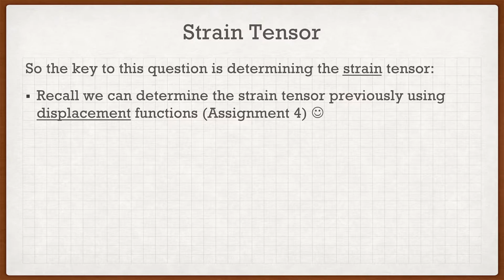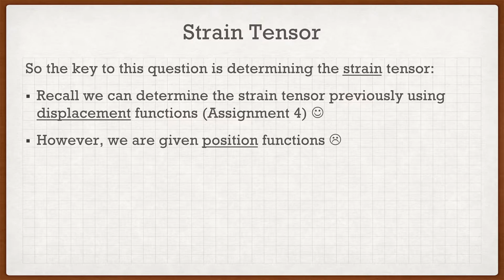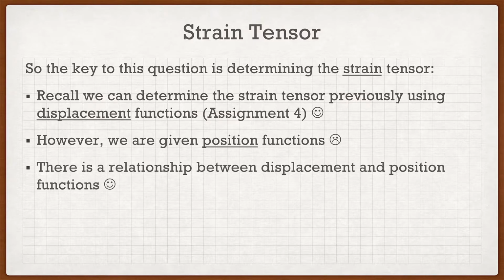So the key here is that we can find the strain tensor using displacement functions. However, we are actually given position functions. So displacement functions, those are the u1, u2. However, we're given x1, x2, which are position functions. But luckily for us, there is a very nice relationship between the displacement and position functions. And the relationship is as follows, where u is equal to x minus big X. So the displacement function is simply the position function minus big X.